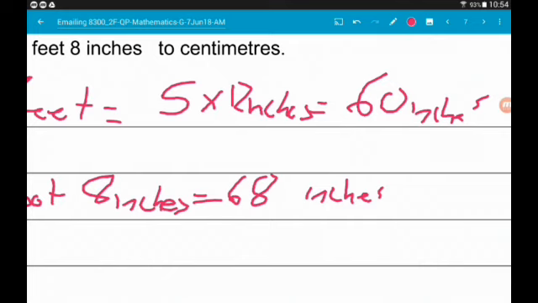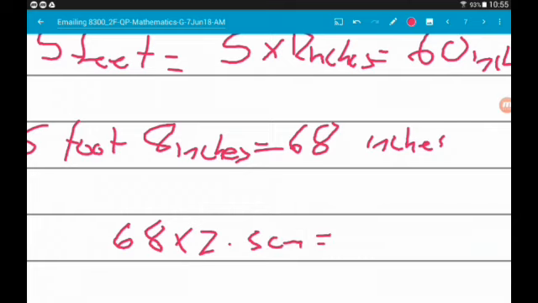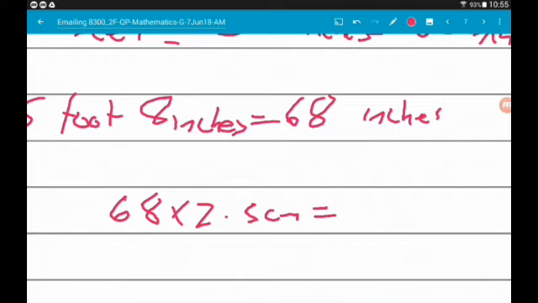So to turn that into centimetres, we're going to do 68 times 2.5, which is going to give us 170 centimetres. Cool.